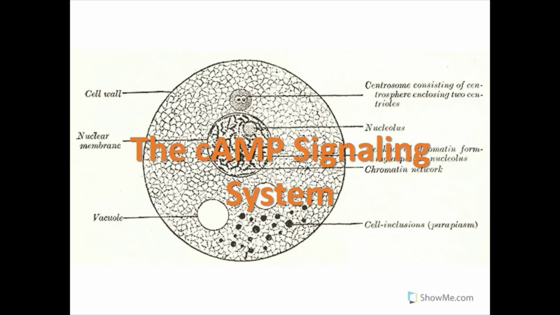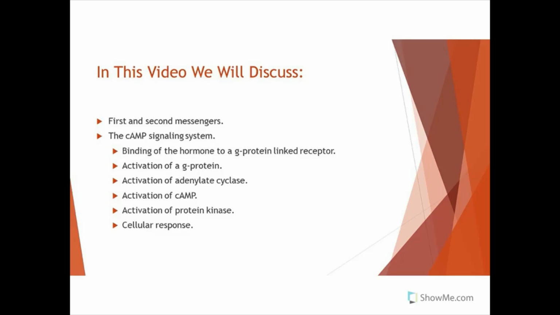to a brand new video on the cAMP signaling system. And what we're going to do in this video is first discuss the difference between a first and second messenger. Then we want to look at the process of the cAMP signaling system from beginning to end and how that happens. Then we will discuss how we can turn that off.